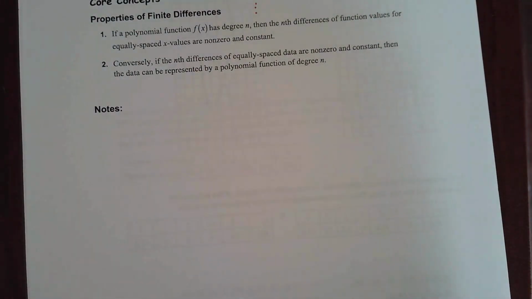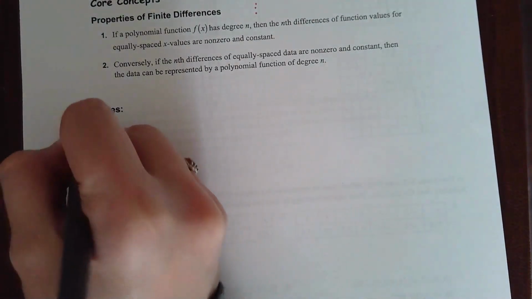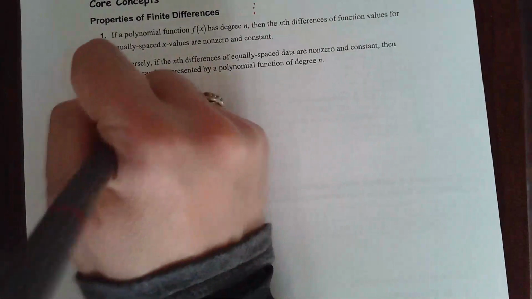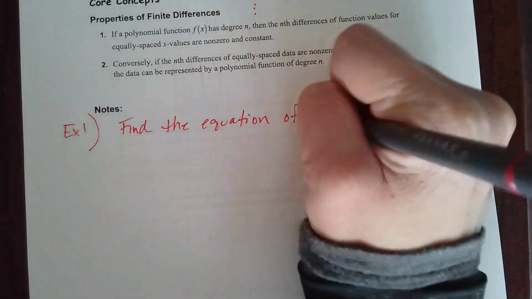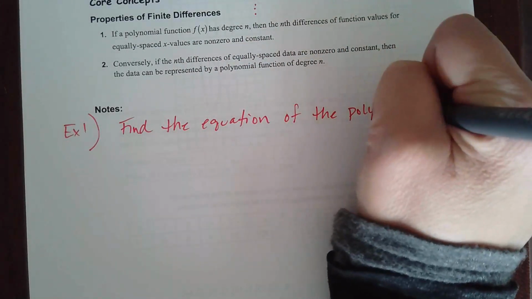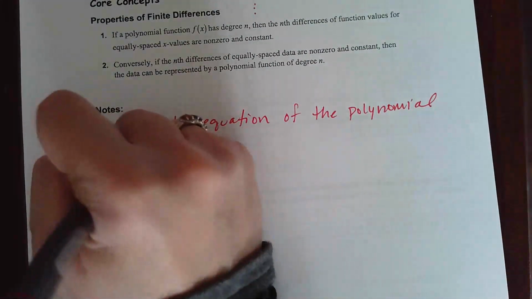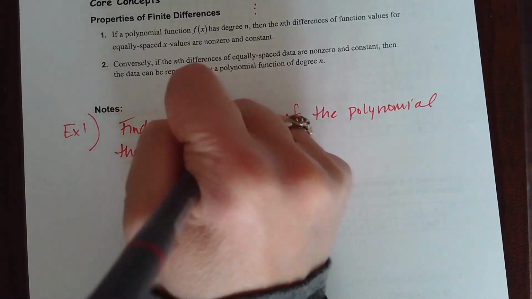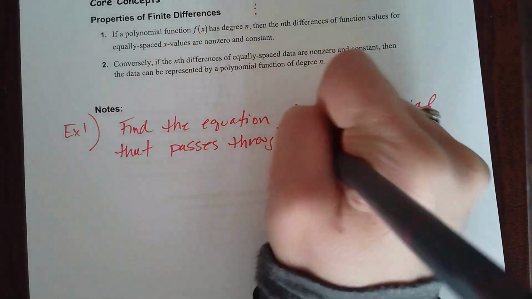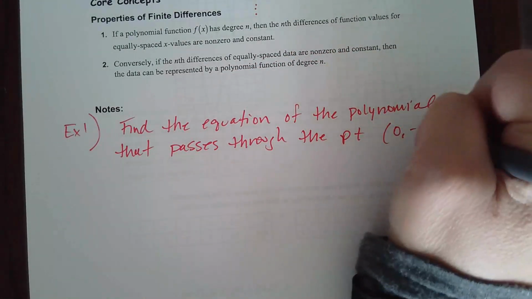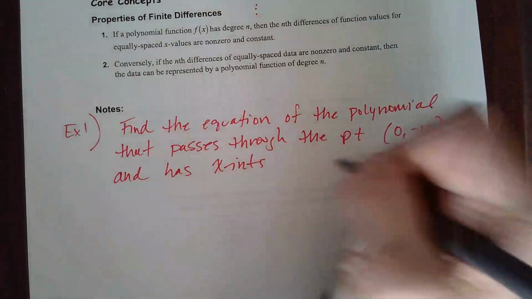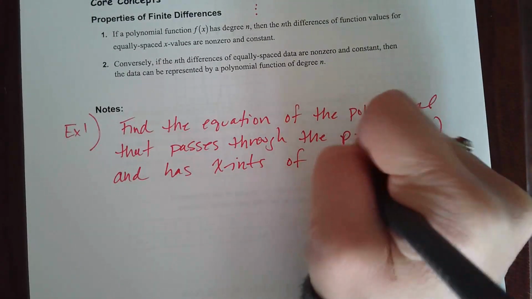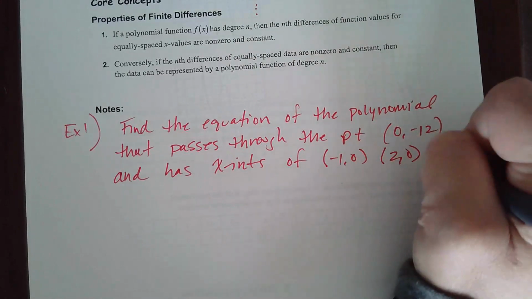All right, I'm making up my own example for this next one. It's basically having you solve for an equation. So I'm going to ask that you write this down. This is my example 1. It says, find the equation of the polynomial that passes through the point, and I give you the point (0, -12), and has x-intercepts of (-1, 0), (2, 0), and (3, 0).